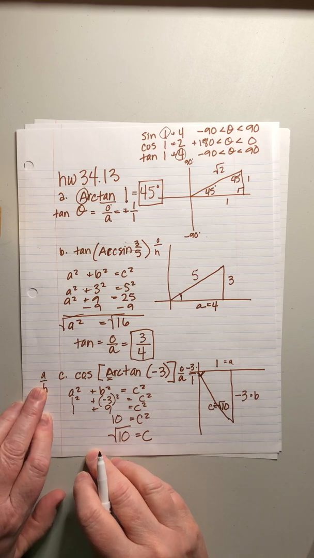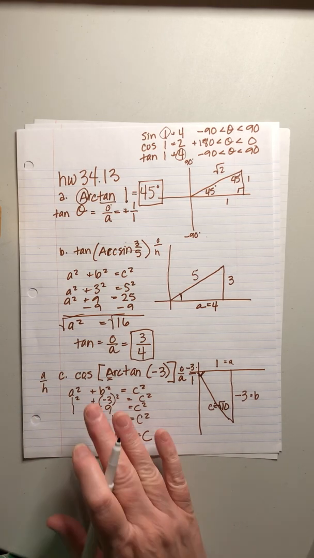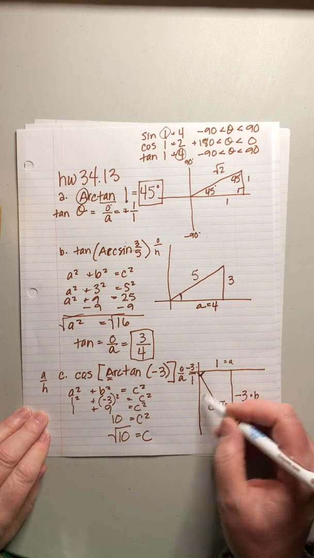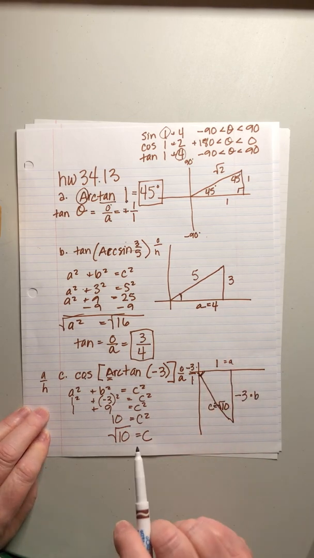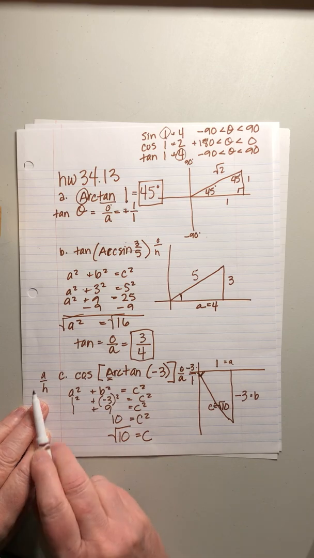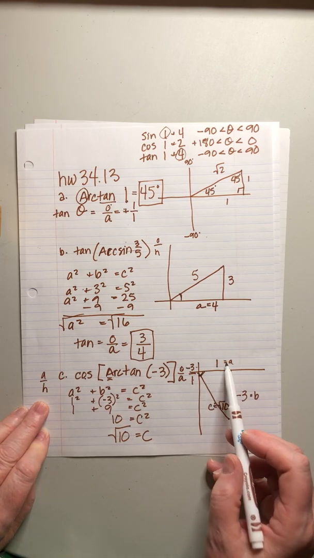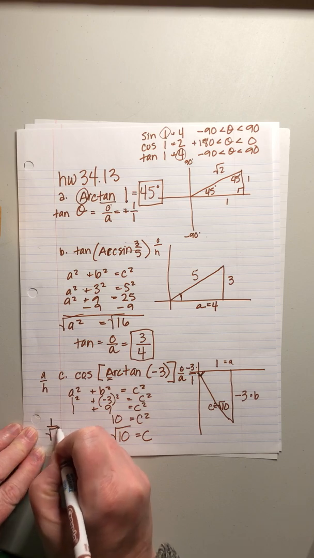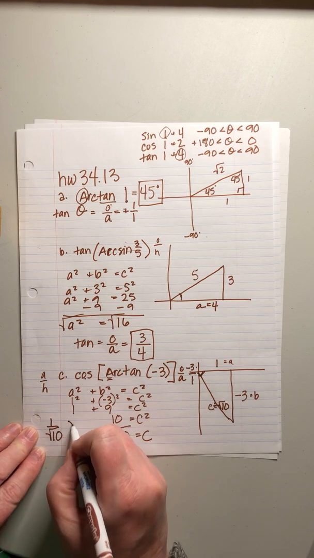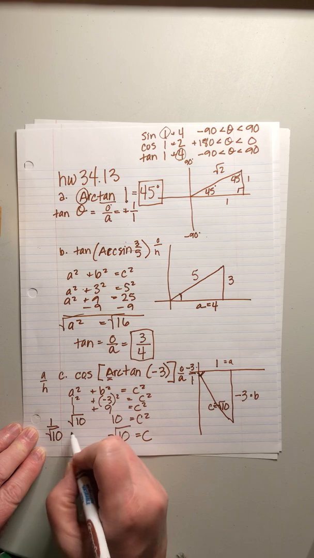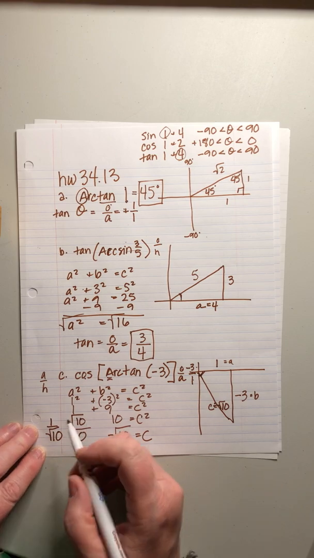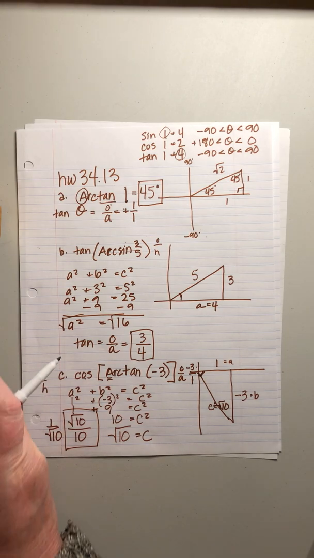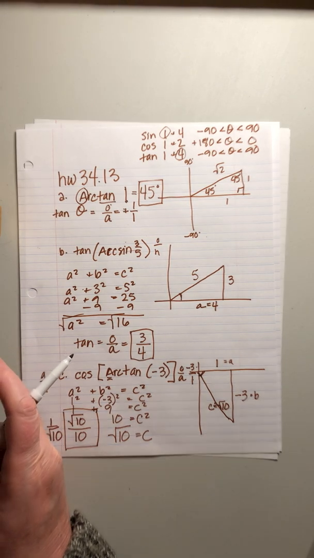Now we're ready to build our cosine. Again, we don't need to know how many degrees are in this angle. We've already got the side, so we can just keep playing with the ratios. Adjacent over hypotenuse is going to be 1 over the square root of 10. And then we will rationalize that. So it'll become square root of 10 over 10 as our final answer. Let's see. Yay. Square root of 10 over 10.